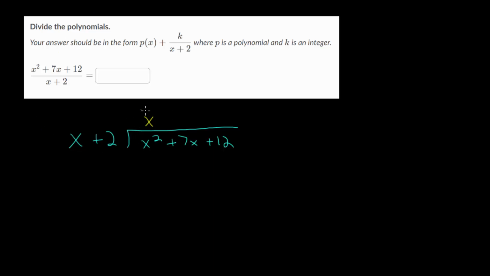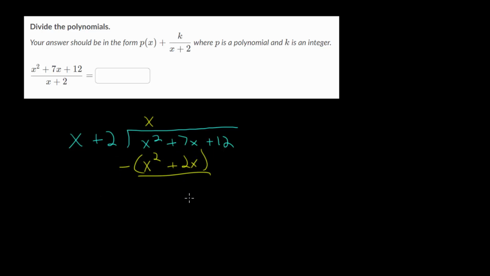So we can multiply to do that. We can take x times x, that's x squared, and x times 2, that's plus 2x. And to find that remainder, we just subtract. And remember, it's a good idea to put parentheses around the expression that you're subtracting so that you can remind yourself that you need to distribute this negative.